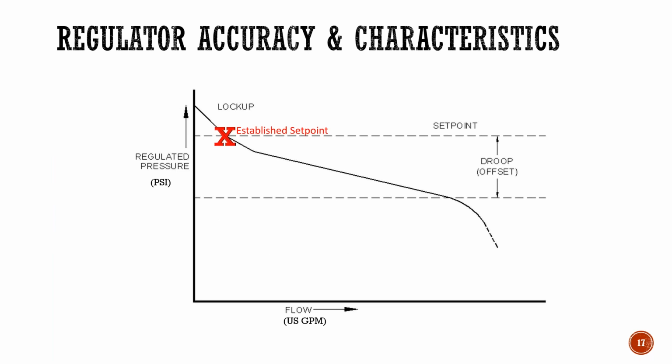This is a standard droop curve. And your regulated pressure, you have a set point. And again, if we want to say that that's 100 PSI, you can see that as you flow, you start to droop off as flow increases through the curve. And then you get to the point where you have virtually no control anymore when you get to full open.